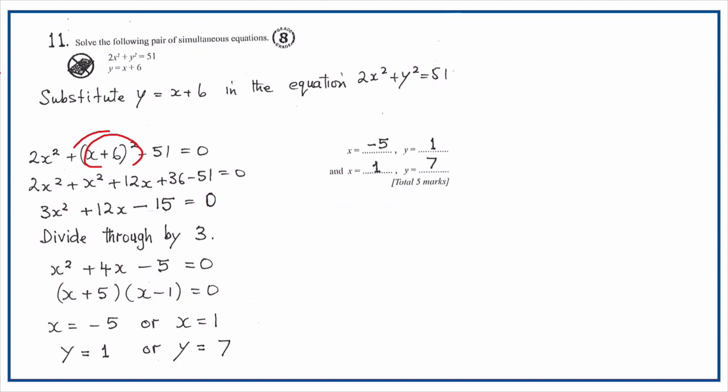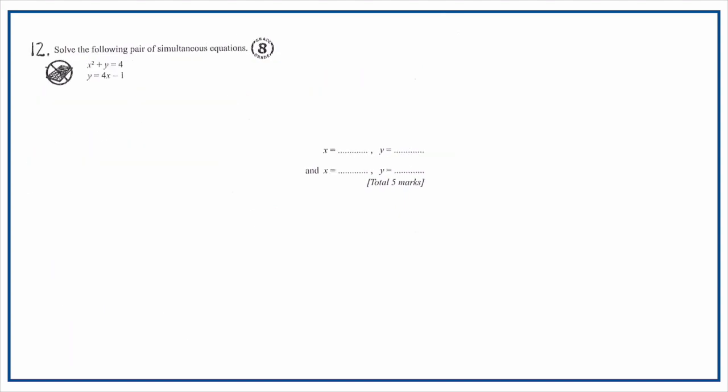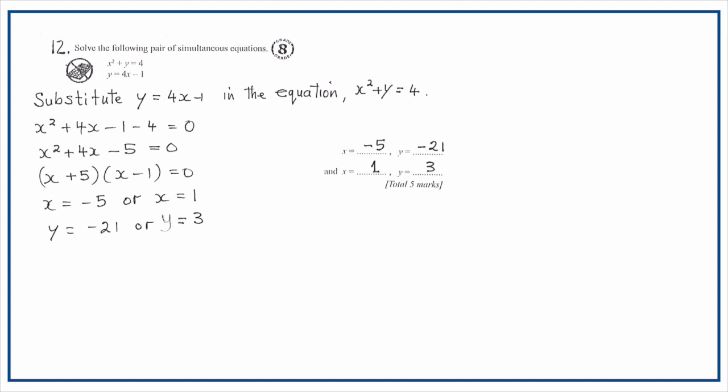Question 12. Solve the following pair of simultaneous equations. x squared plus y equals 4, and y equals 4x minus 1. Well, let's substitute y equals 4x minus 1 in the equation x squared plus y equals 4. When we do that, it becomes x squared plus 4x minus 1 minus 4 equals 0. If we collect like terms, x squared plus 4x, then minus 1 minus 4 is minus 5. When the signs are the same, you add and keep the sign. And so that's why it's minus 5 equals 0.